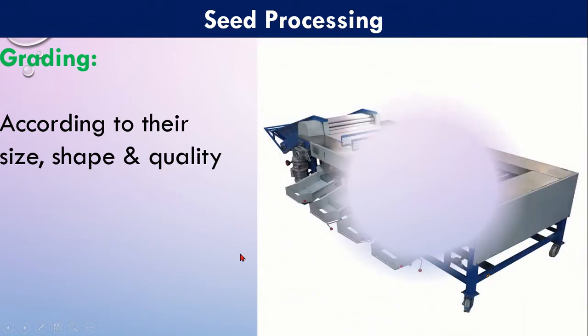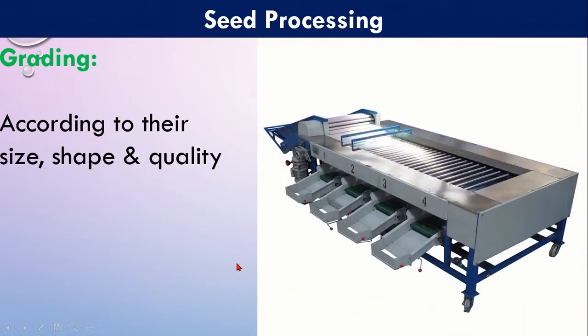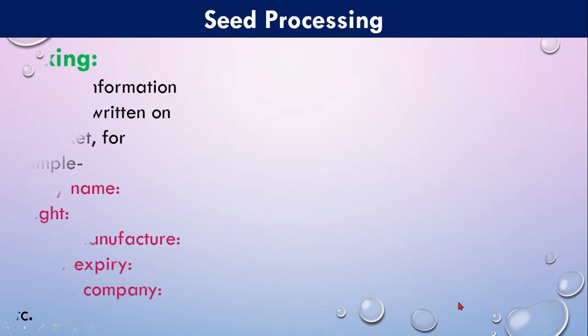Next one is grading according to size, shape, and quality. Farmers can do it manually, or now this is the modern machine for cereal crops, or sometimes vegetable crops. You can use this one, but in our country context they use the local method.